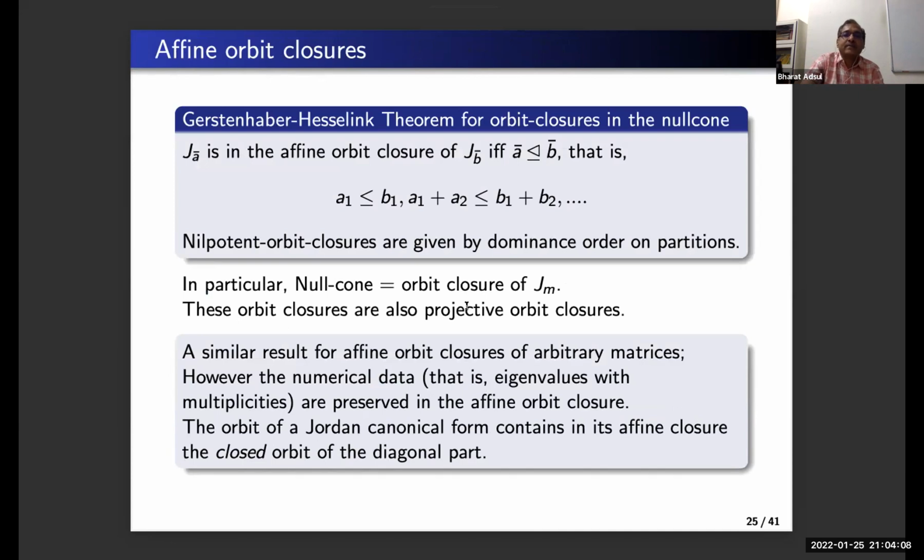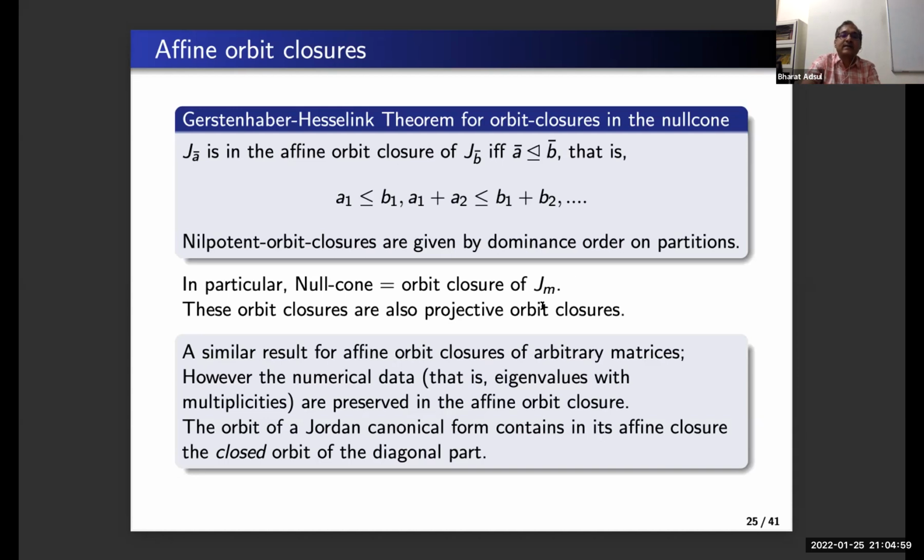kinds of data. Okay, so if you look at the orbit closure in the null cone, this is what we have. Given a nilpotent matrix with signature A bar, where A bar is a partition of m, and given another with signature B bar, J_A bar is in the affine orbit closure of J_B bar if and only if the partition B bar dominates the partition A bar, where we have this dominance order. It says that for any k, the first k parts of B add up to more than or equal to the first k parts of A. Okay, this happens for every k. So this is the dominance order, and the dominance order essentially dictates what the affine orbit closures are inside the null cone, because we're talking only about orbits in the null cone.